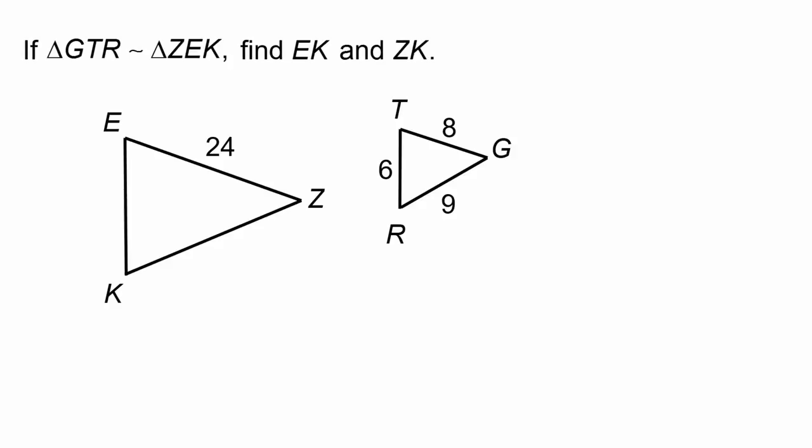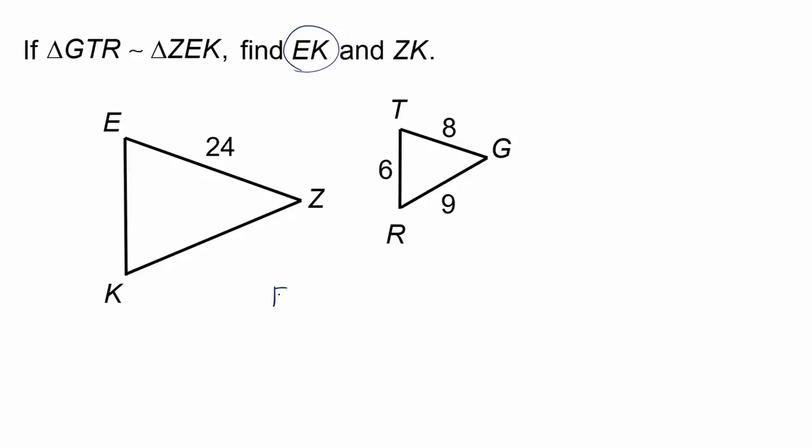If triangle GTR is similar to triangle ZEK, find EK and ZK. Here we have our two triangles, the triangle on the left and triangle ZEK. We can see that segment EZ is 24 units, and we know the lengths of the three sides in the smaller triangle: 8, 9, and 6. Let's start by finding EK.